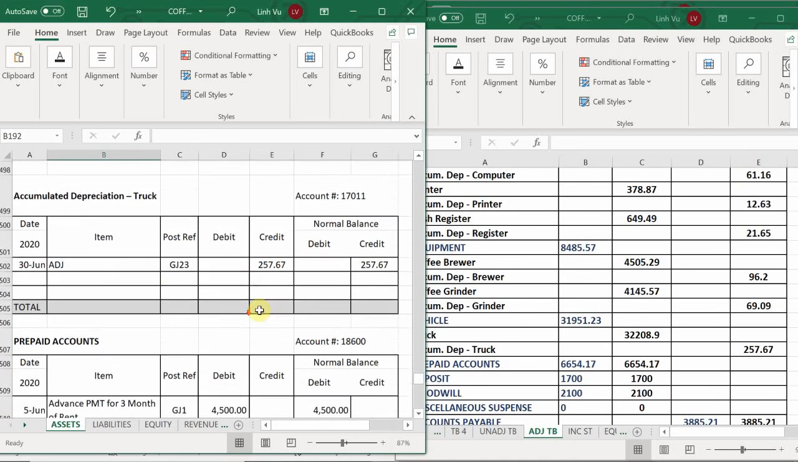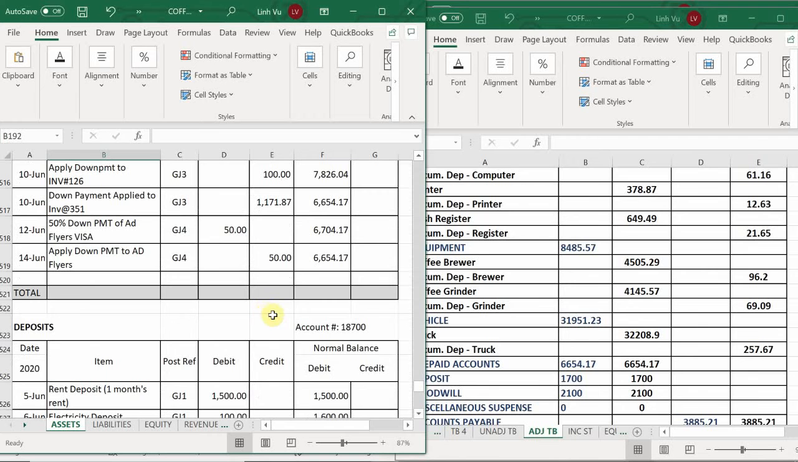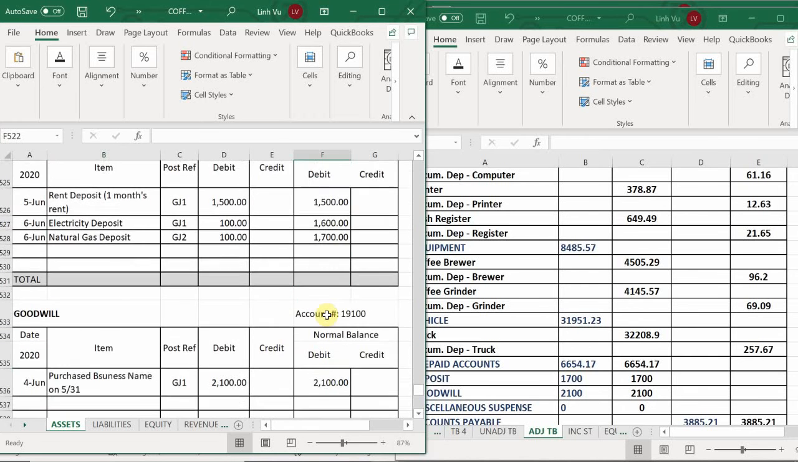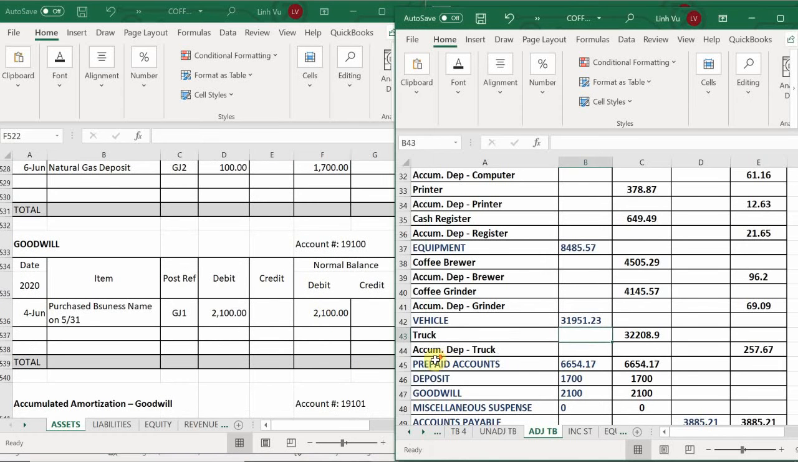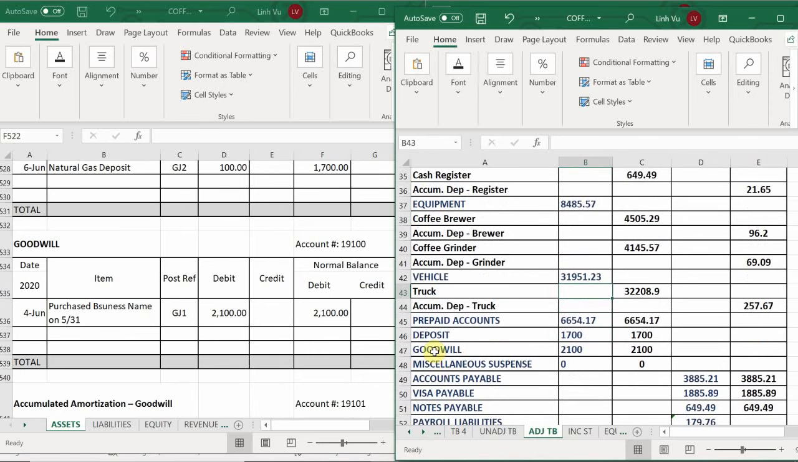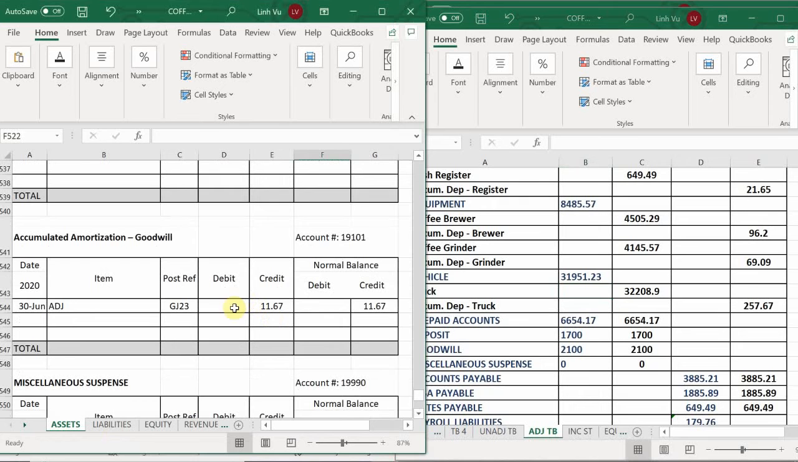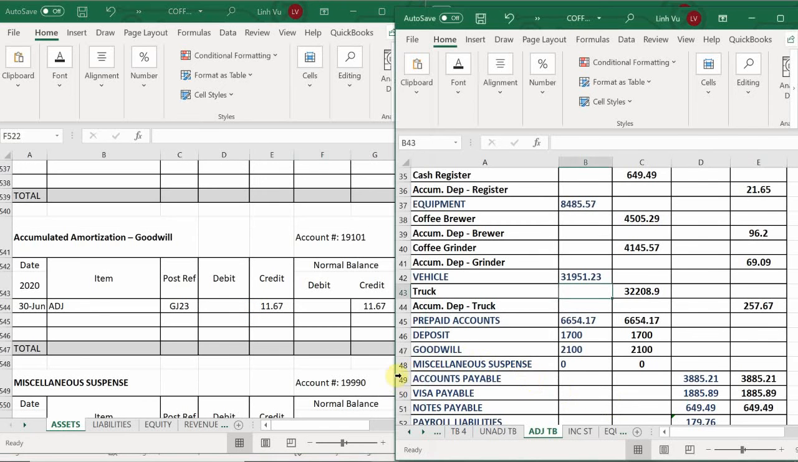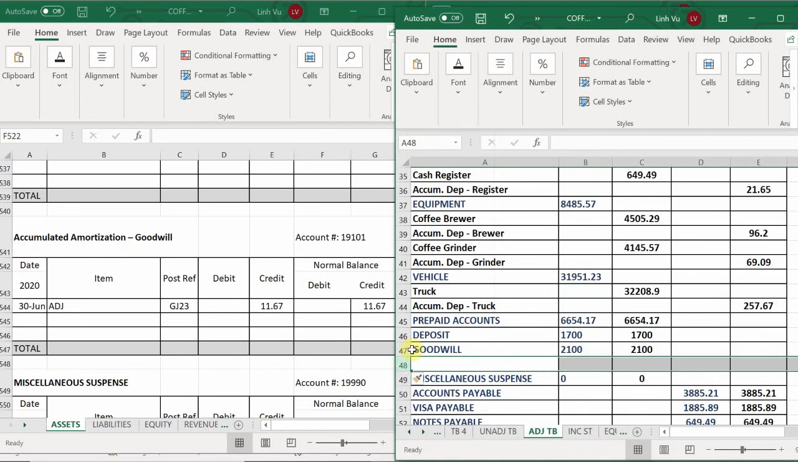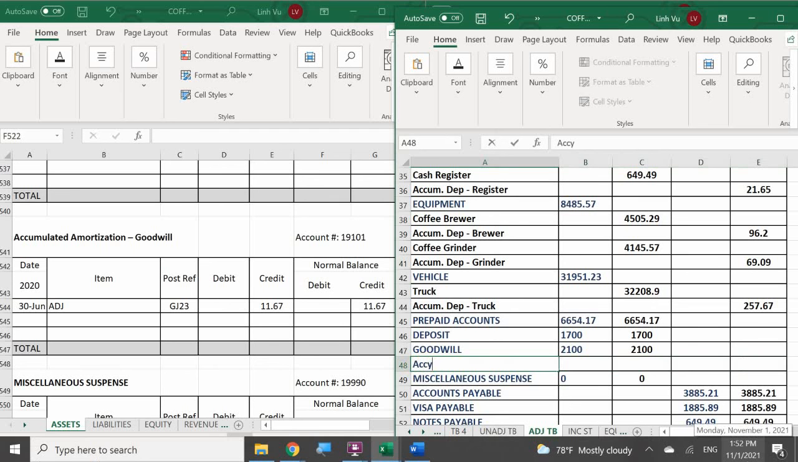All right, prepaid accounts. Is it still the same? Yes. What about deposits? Yes. Goodwill. We have accumulated amortization for goodwill, down here. So for goodwill, we're going to insert accumulated amortization for goodwill.